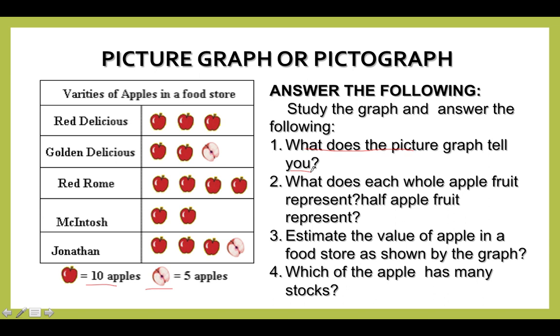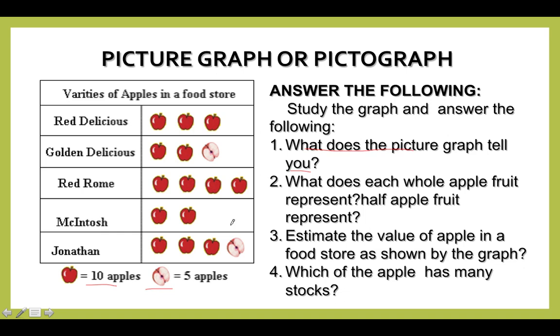So three, estimate the value of apple in the food store as shown by the graph. So dun sa food store, ito yon, no? So, gaano karami kaya yung mga apples na yon? So, kung bibilangin natin, yung buo, 1, 2, 3, 4, 5, 6, 7, 8, 9, 10, 11, 12, 13, 14. That's 14 times 10, 140. And then, meron tayong dalawang kalahati, that's 10. Diba? 5 plus 5 is 10 plus 140. The answer is 150 apples. Yun nasa loob ng food store.